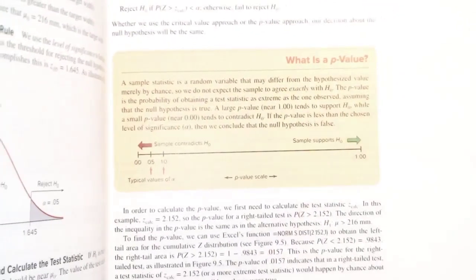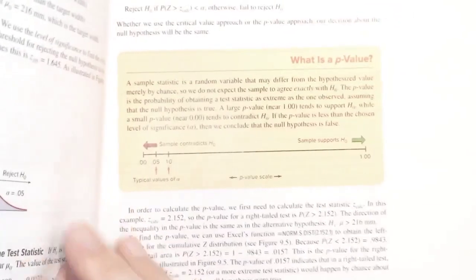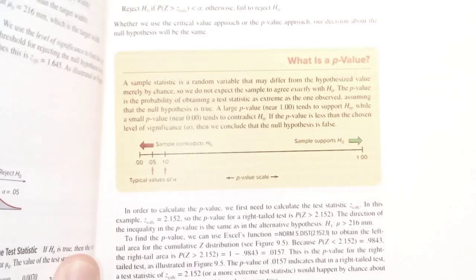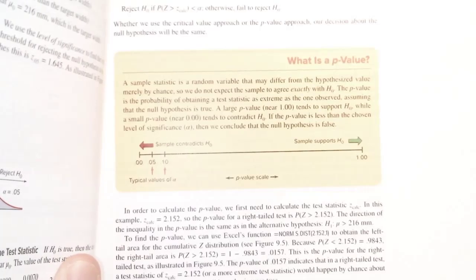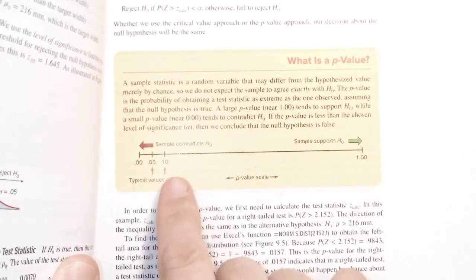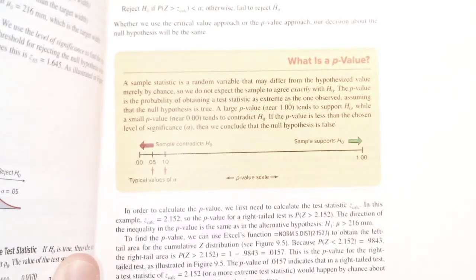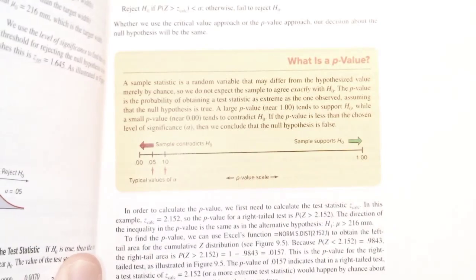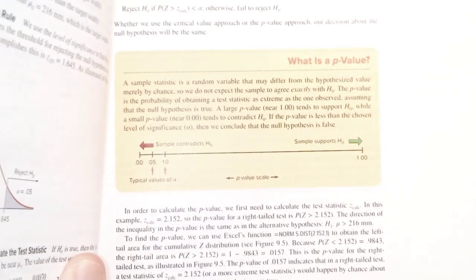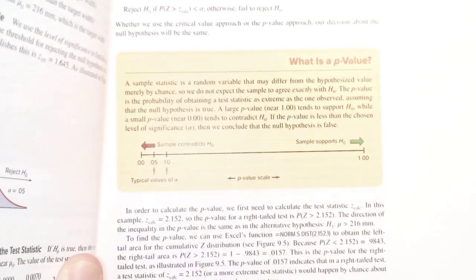So here in the middle of page 329, we have this, what is a p-value idea? The p-value is the probability that our sample agreed with our null hypothesis. The bigger my p-value, the more likely we agree. The probability is good. The smaller my p-value, the less likely we agree. And when my p-value is too small, I'm going to reject my null hypothesis.